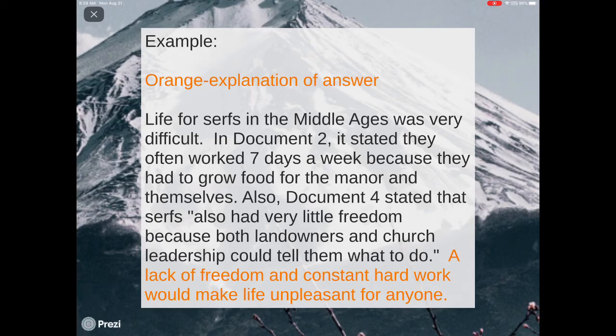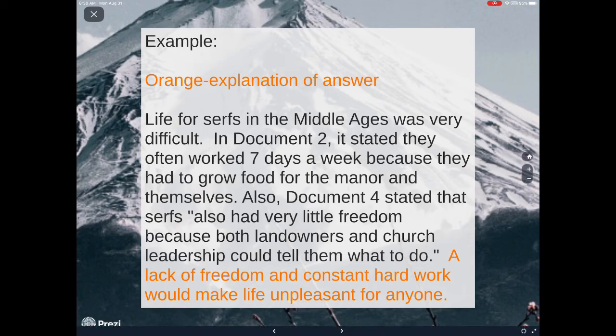So that's up to our PAC. We've cited our evidence. Now we're going to explain why the evidence is important. A lack of freedom and constant hard work would make life unpleasant for anyone, which is an opinion of yours. Some people might like a lot of hard work, but it still proves the point and explains why you think what you think. So you have to explain your citation.